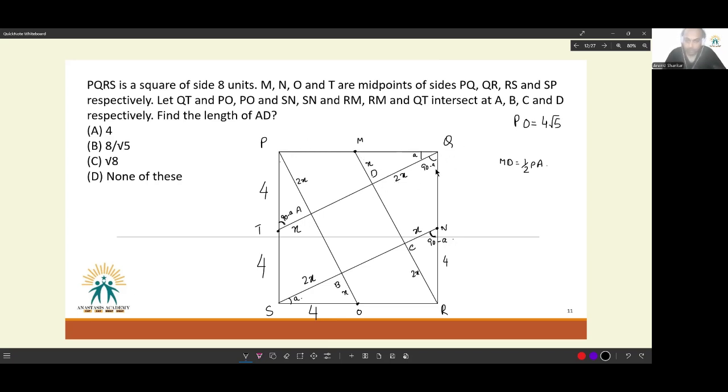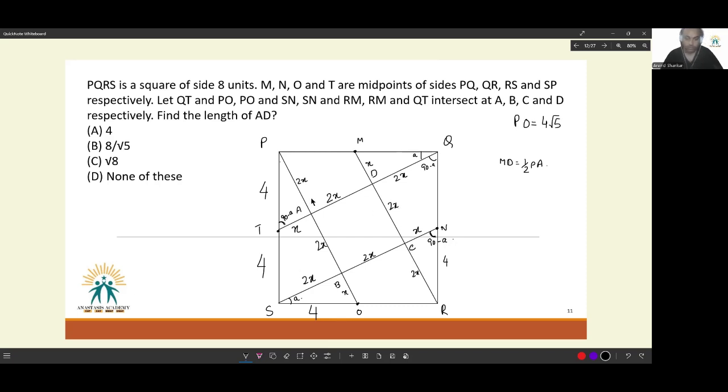MQD and PQA. MD is to PA is 1:2. So QD is to QA has to be 1:2. If this is 2x, this will also be 2x. Similarly, if this is 2x, this will also be 2x. If this PA is 2x, AB will also be 2x. And if RC is 2x, CD will also be 2x.